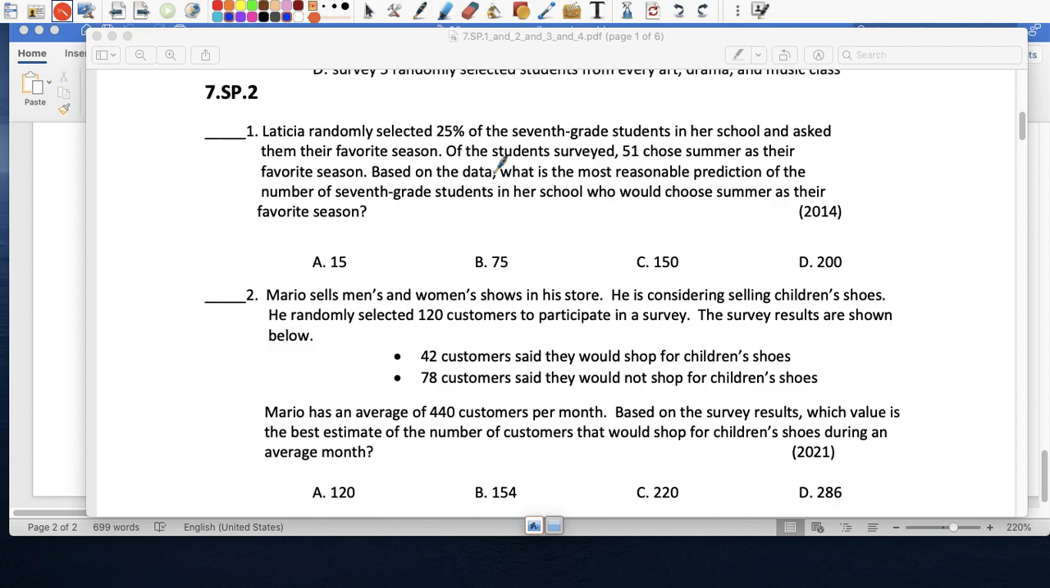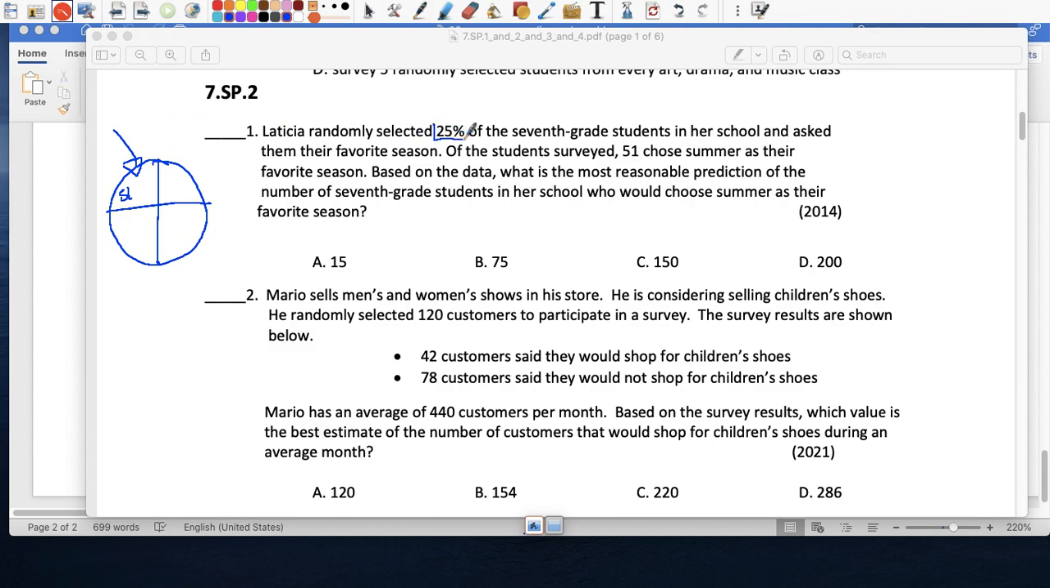I'll come back to this one. I'm going to look for the answer for this one because it says 25%. So the problem I'm having here is that, let's divide. Right, so she asked this group of people 25%, and 51 kids here, but I don't know what 25% is.